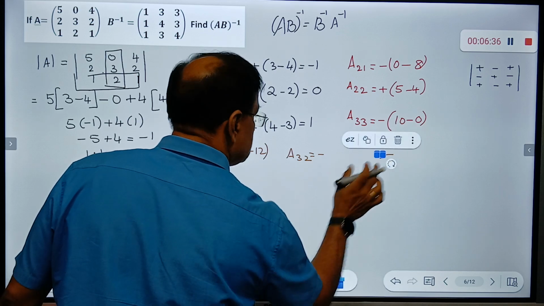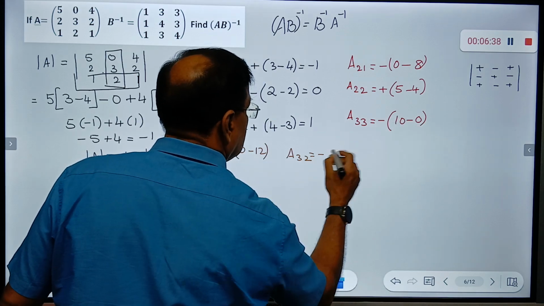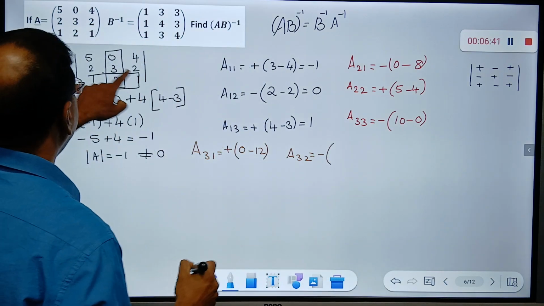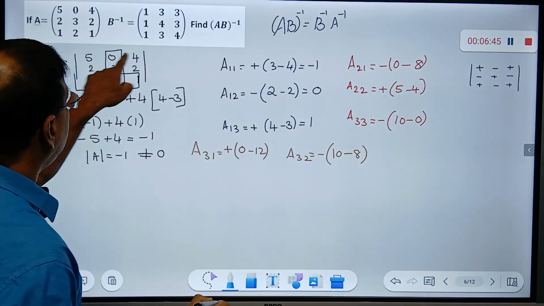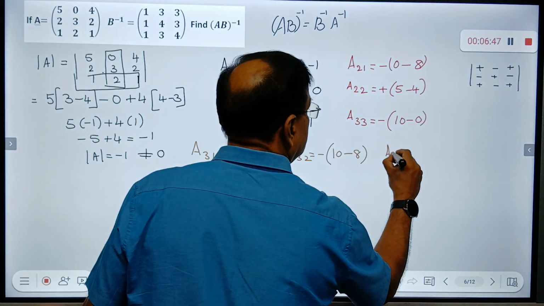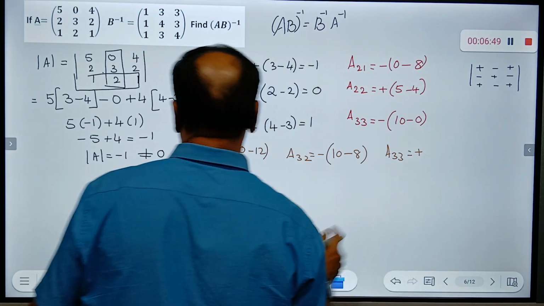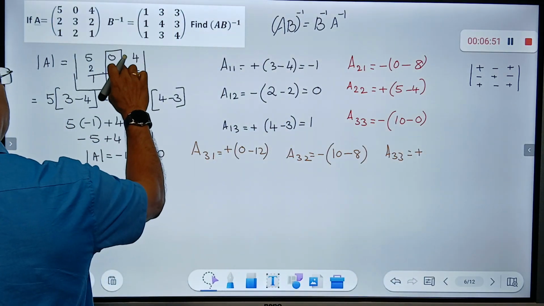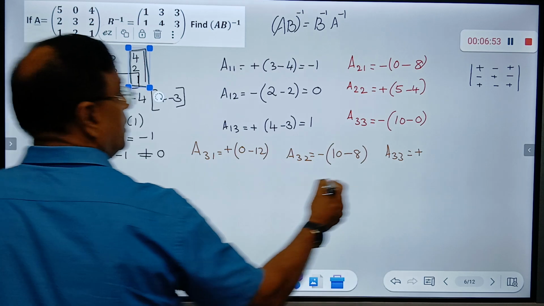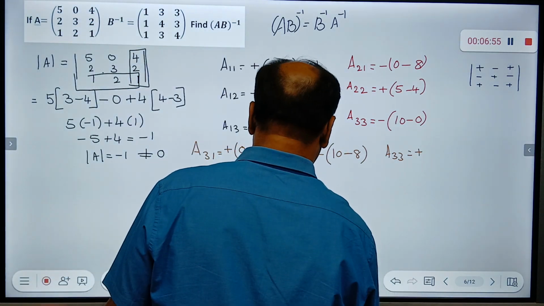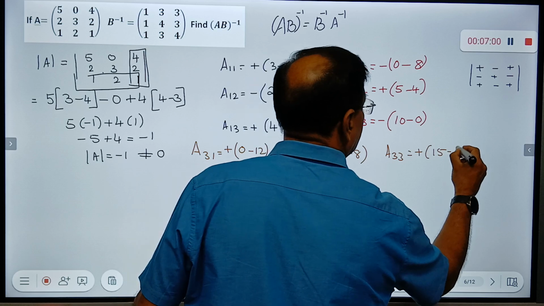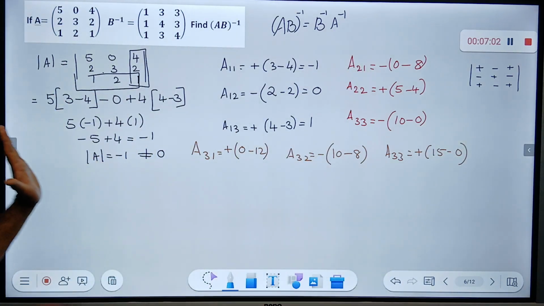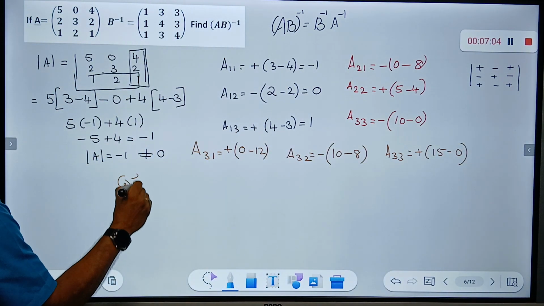There's no place here. So what do you get? 10 minus 8. Then I'll write A33, which is plus. What is that? It's 15 minus 0. Done. Cofactor is finished. Now what is cofactor of A?